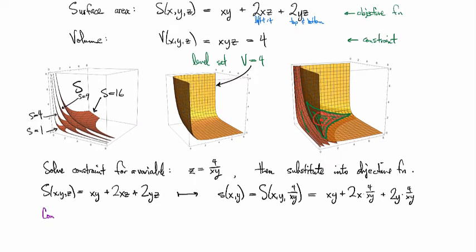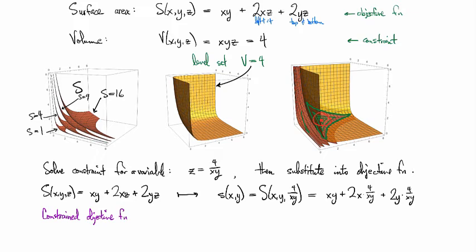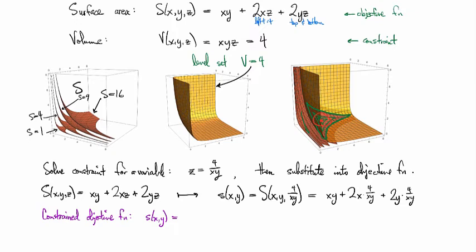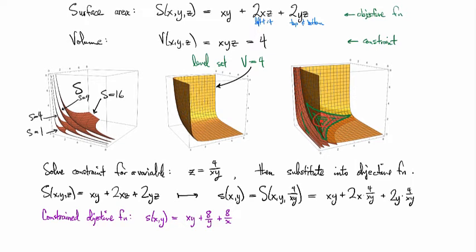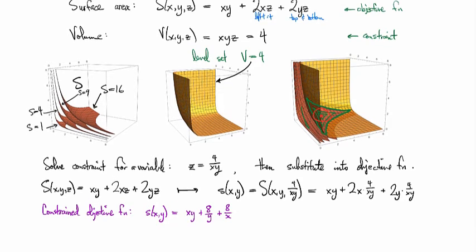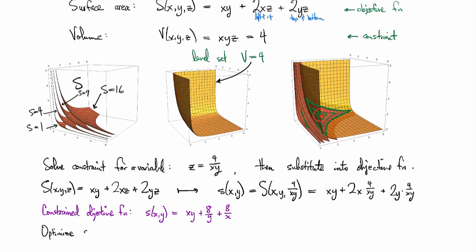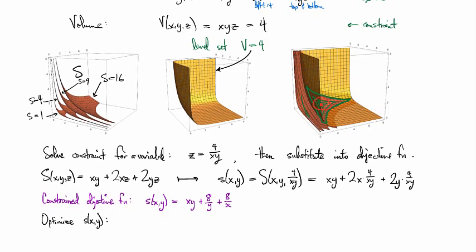Our new constrained objective function is just a function of two variables. And what is it? We've got xy plus 8 over y plus 8 over x. All right. And so now we optimize this new constrained objective function, and we do that with the first derivative test.